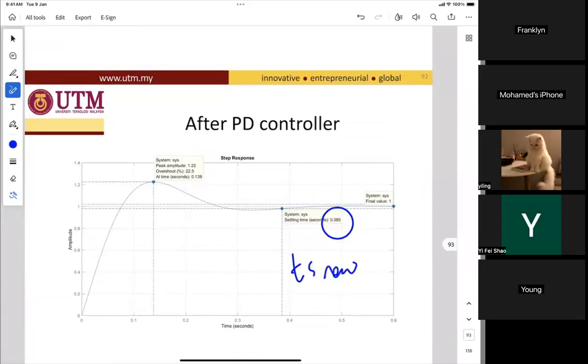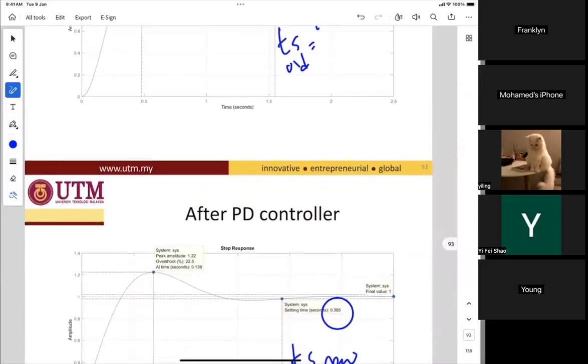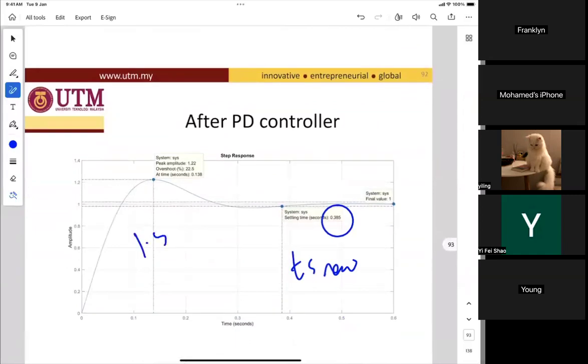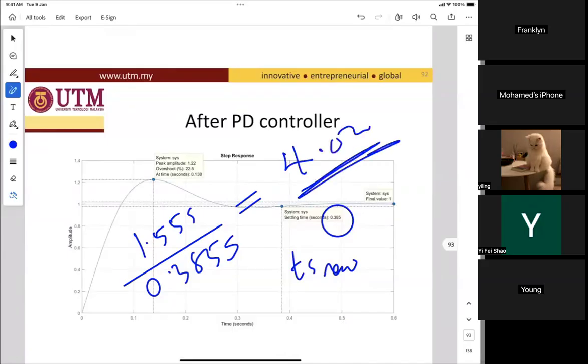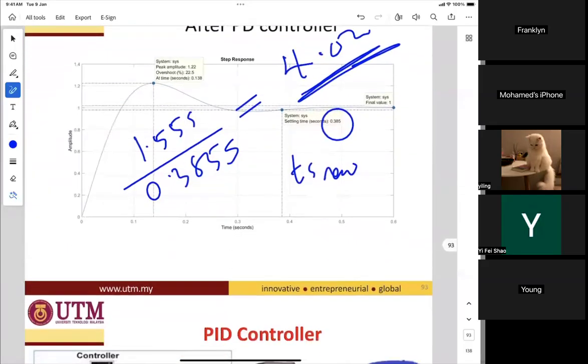So what is the reduction? 1.55 divided by 0.385 is 4.0259. So it has been reduced 4 times, 4 reductions.